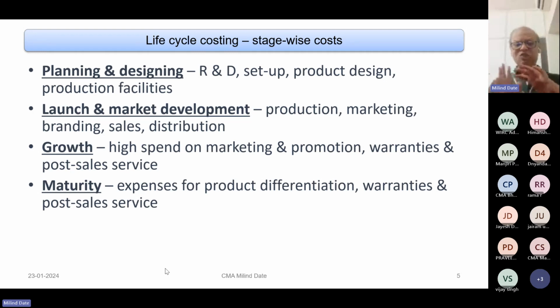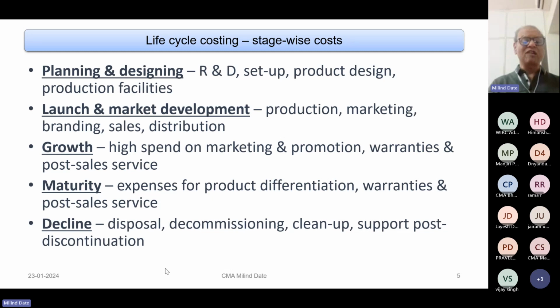During maturity, things will slow down. But then you still want to be competitive in the market. And what you do is tweak your product features somewhat to sustain your market share. And again, during this phase, of course, warranties and post sale service will continue. As I said earlier, the decline phase is also not costless. There are costs of disposing, cost of decommissioning a project, for example, cost of environmental cleanups. You may have to support your product, which is still being used in the market, even during the post discontinuation phase.